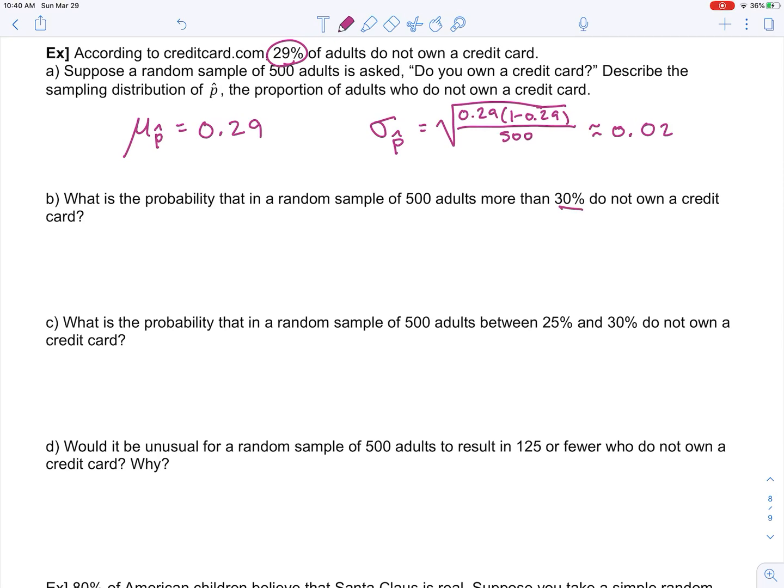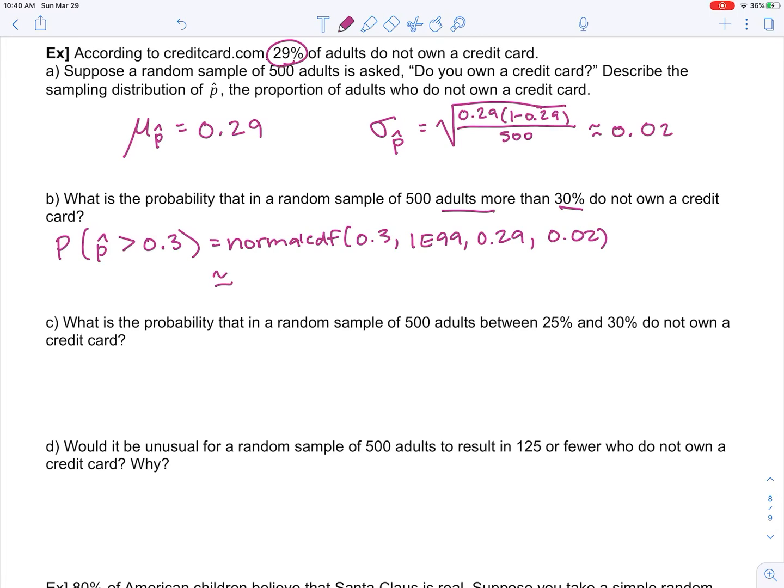What is the probability that in a random sample of 500 adults, more than 30% do not own a credit card? So it says more than. So this is the probability that p hat is greater than, and instead of 30%, I'm going to write 0.3. This time our random variable is p hat. We just do a normal CDF using the mean and standard deviation that we found above. The lower bound was given, 0.3. Upper bound is 1E99. The mean is 0.29. And the standard deviation we found above was 0.02.